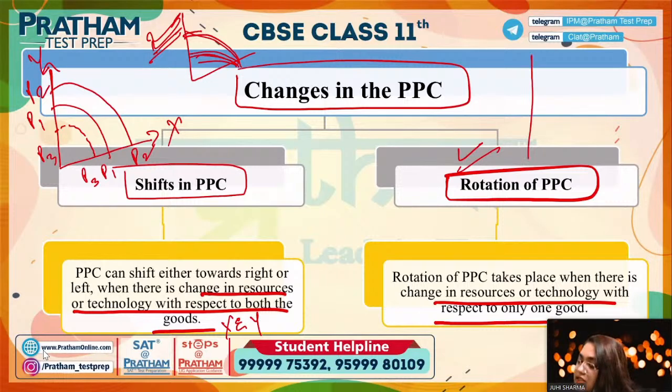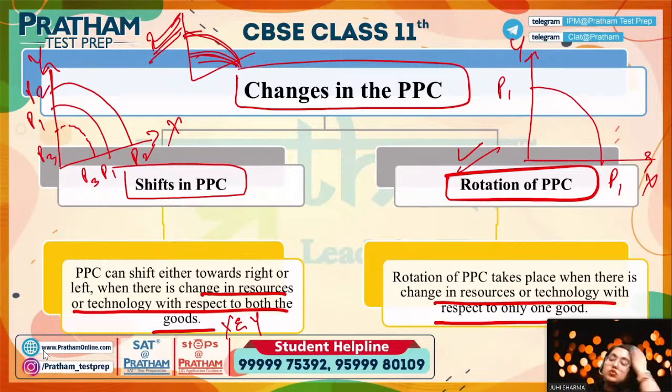Rotation of PPC is when the PPC or the resources or the technology is changing only with respect to one commodity and not both. For example, अगर X के resources बढ़ जाते हैं, right? Initial मान लो PPC ये रहा था P1, राइट? आपका X एक्सिस पे X गुड है, Y एक्सिस पे Y गुड है. X के लिए रिसोर्सेज आपके बढ़ जाते हैं for only one good and Y के लिए it remains the same.